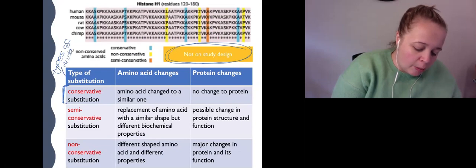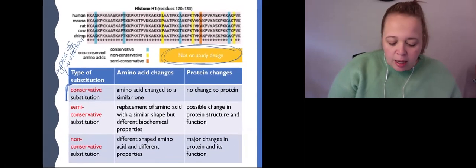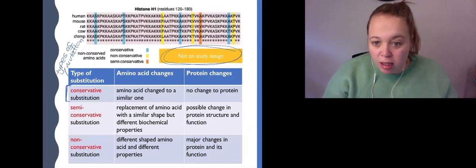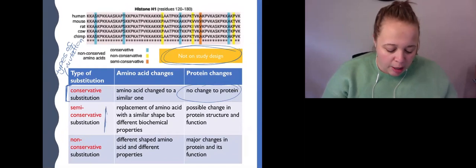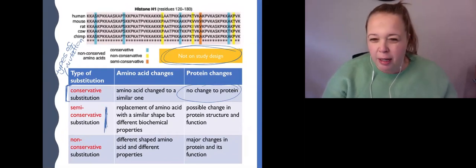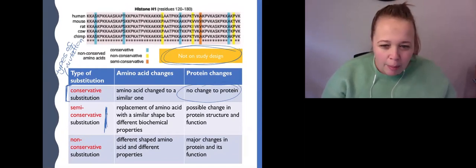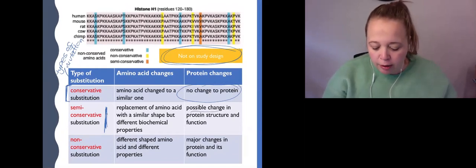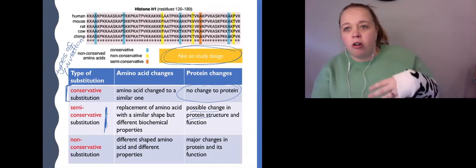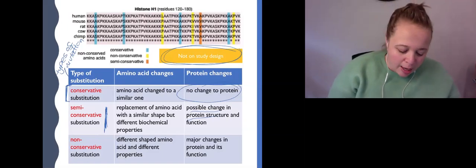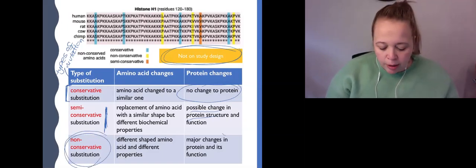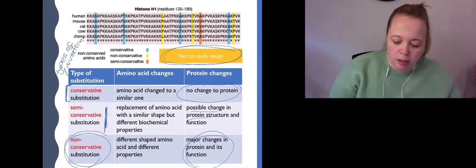So if you get what we call a conservative substitution, it means that the amino acid changes. So this is a missense mutation, but it's a very similar amino acid, and so there's no change to the protein. You could also get a semi-conservative substitution where you replace it with something that has a similar shape, but there's a possible change in your protein structure. So essentially, not all amino acid changes are created equal, is all this table is saying. If you get a non-conservative substitution, this is where you get major changes in your protein structure and function.